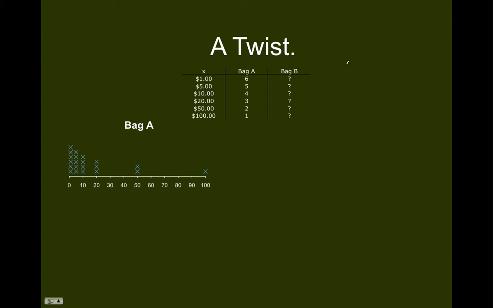Now, I can calculate the value of bag A. And I could let X equal the value of bag B. In other words, how much money is in there. Now, I'm putting an X here because it's an unknown quantity. I didn't give the distribution for B. But the value of A is fixed.